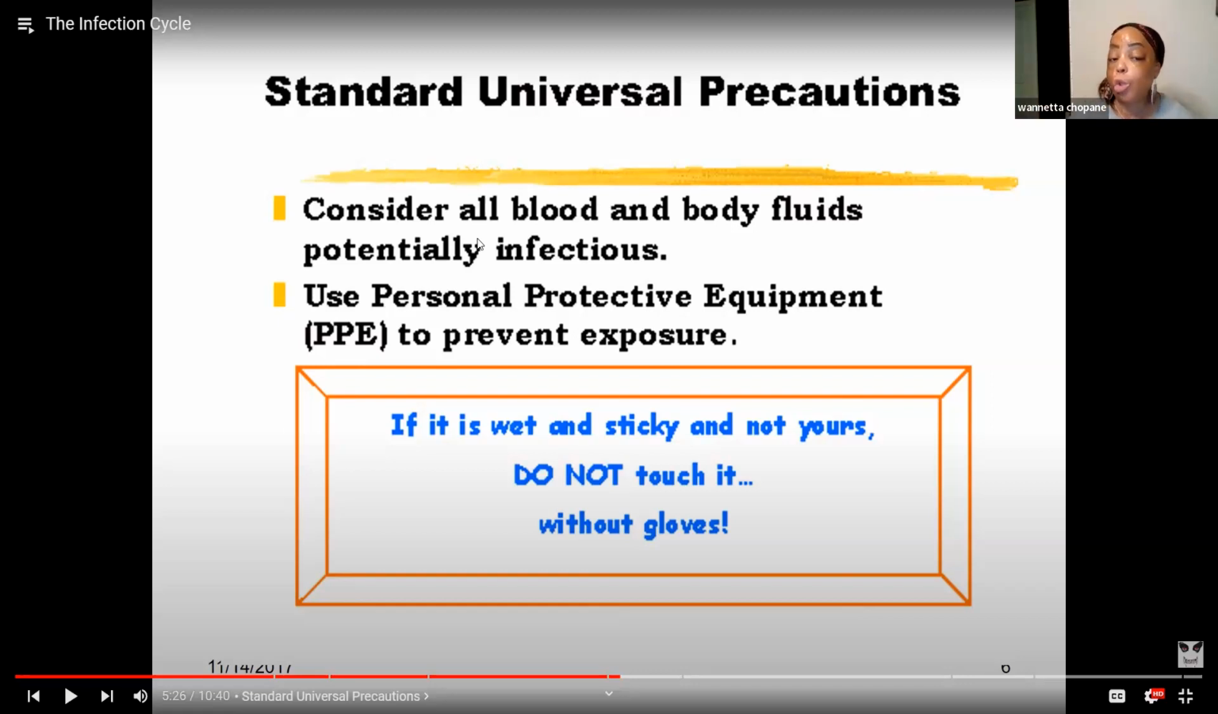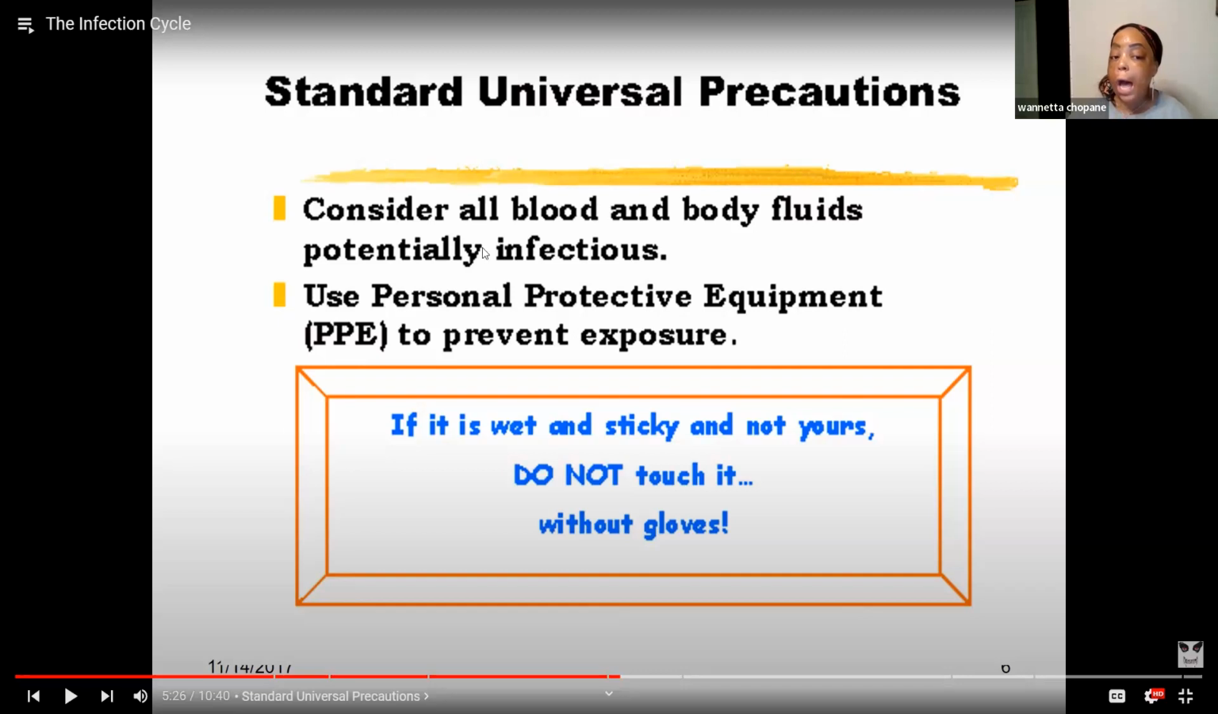But what I want you to remember is standard universal precautions means that you are wearing gloves, and that means that you are treating everyone's bodily fluid as if it is contagious or infectious. So always wear gloves. Wearing gloves is the first line. Cleaning hands is the first line of defense from preventing germs, but you also have to be sure you wear gloves when you're dealing with patients, okay?